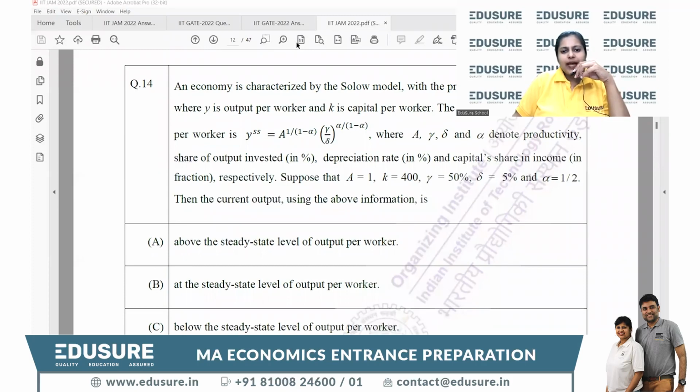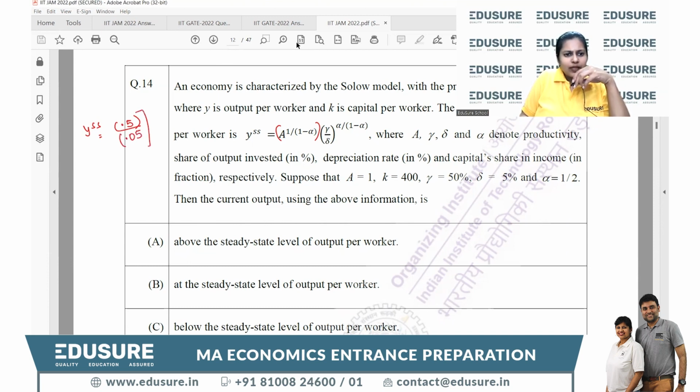Question 14. An economy is characterized by the Solow model with the production function y is root k. Steady state level of output is given with these variables. Now we put in the values. Suppose A is equal to 1. So my y ss is equal to, A is 1, so I'll remove this whole term because 1 to the power of anything is 1. Gamma is 50%, so let's say I put a 0.5 here. And then there's delta. Delta is 5%, so that's going to be 0.05.